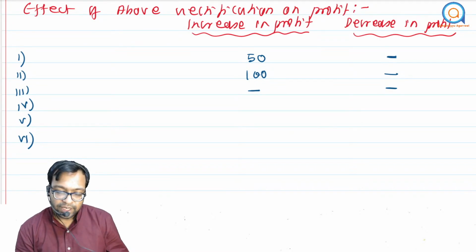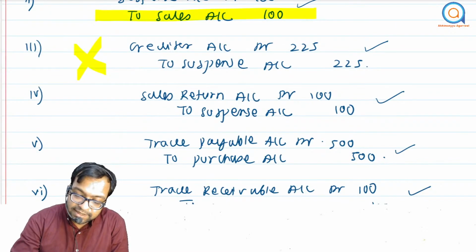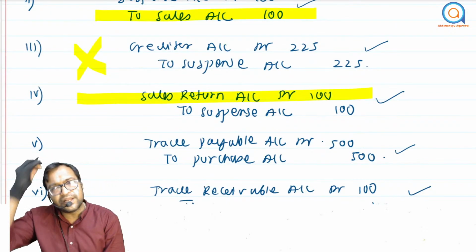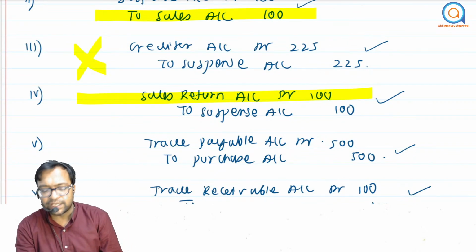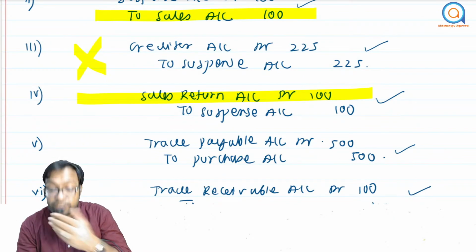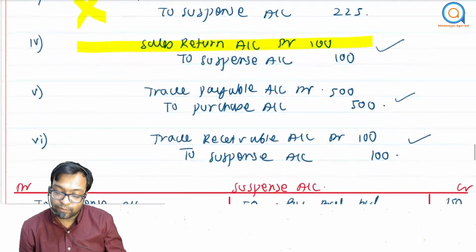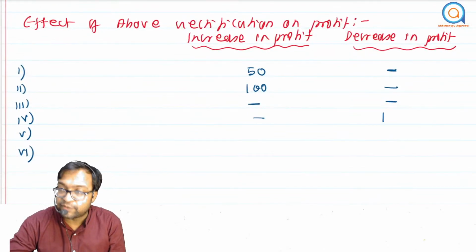Correct. Next, sir. Sales return to suspense. Sales return is a nominal account, debited. Debit means decrease in profit by 100. Due to point number 4, there will be a decrease in profit by 100.